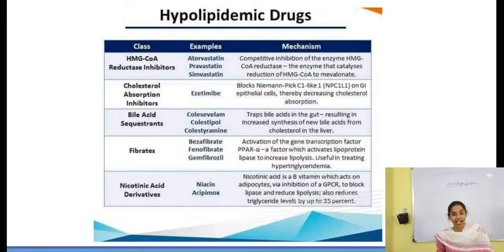And also we have fibrates like clofibrate, fenofibrate, gemfibrozil, all these. Whenever we see a term like fibrate or fibro, it is related to fibrates. What is the mechanism of action of fibrates? Fibrates are nothing but PPAR alpha activators. And also we have certain nicotinic acid derivatives like niacin, etc. So this is the quick classification of hypolipidemic drugs. Moving forward to the next question.